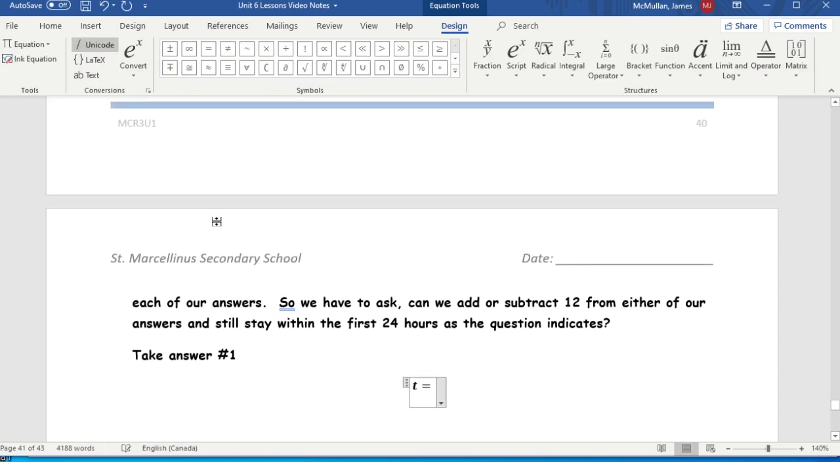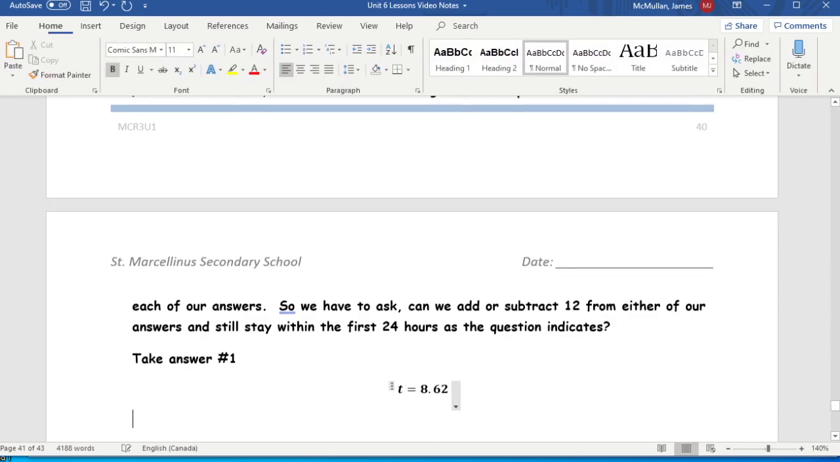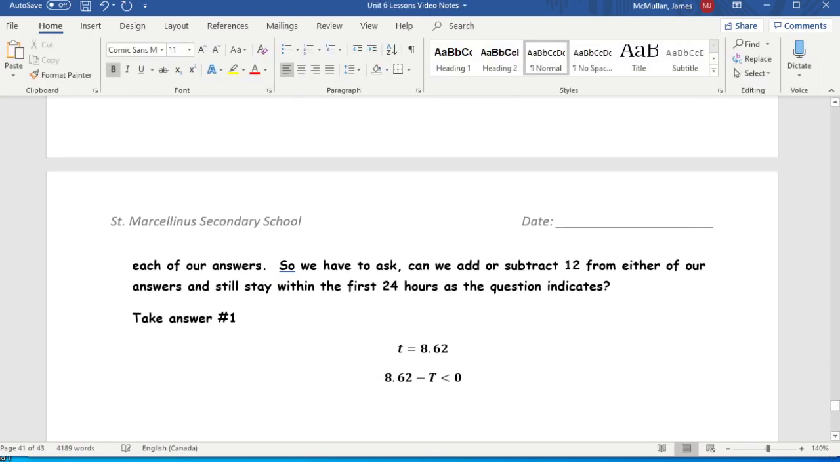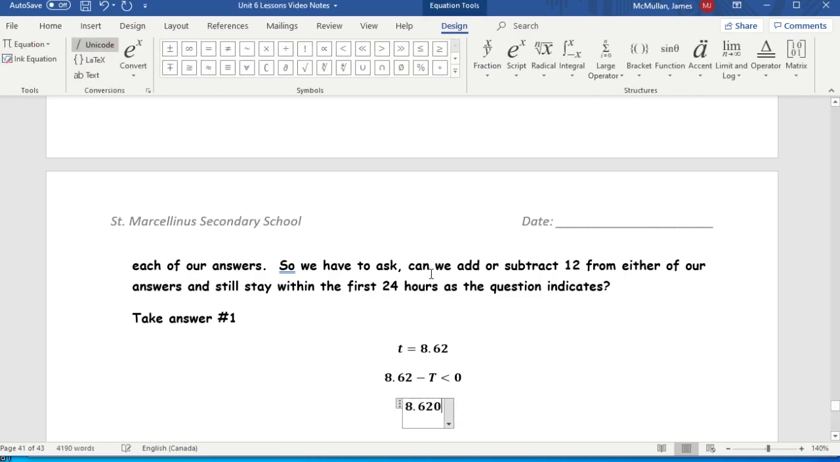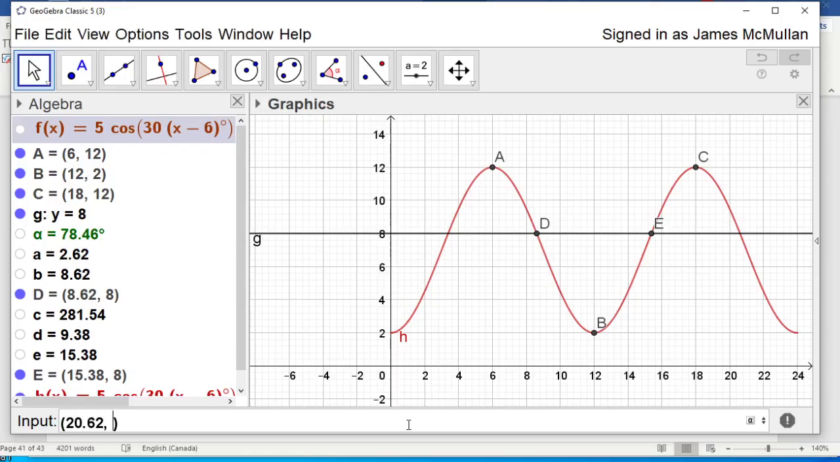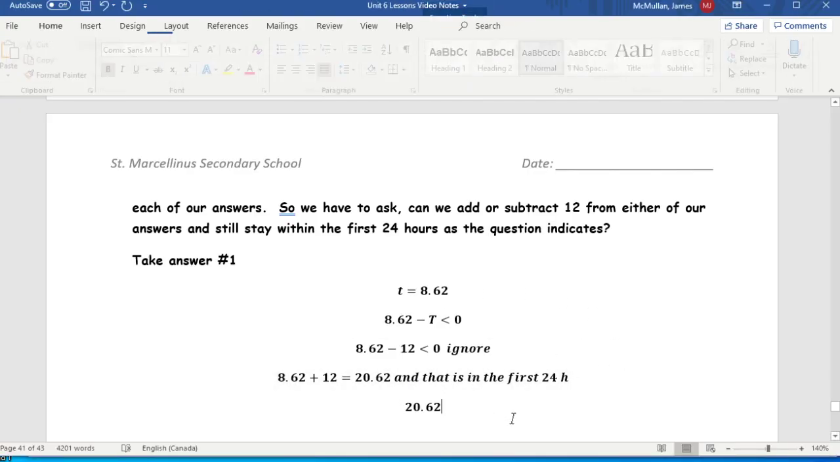So t is equal to 8.62. So t plus a period, so 8.62 minus a period would be negative, right? Because 8.62 minus 12 is going to be like negative 3 or something. So we can ignore that one. But 8.62 plus 12 is equal to 20.62, and that is in the first 24 hours. So I suspect there's another answer here at 20.62. Let's draw it. 20.62 and f of 20.62, right? And there you go. I found the other time that the height is exactly 8. Of course, it's off by a bit because it's rounded, but you get the idea.